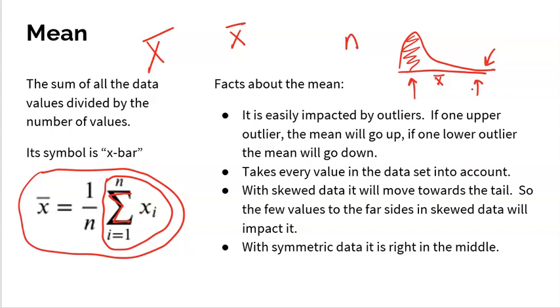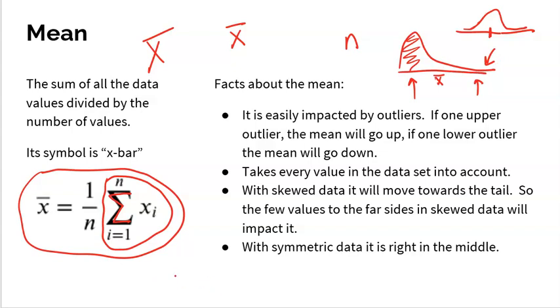The opposite would be if you're nice and symmetric. If you're nice and symmetric, you tail off on both sides, then the mean is going to be smack dab in the middle. The bottom data is going to balance out with the top data. But when you're unbalanced, the mean is going to go towards the tail because those values are going to influence it, pull it closer, okay?